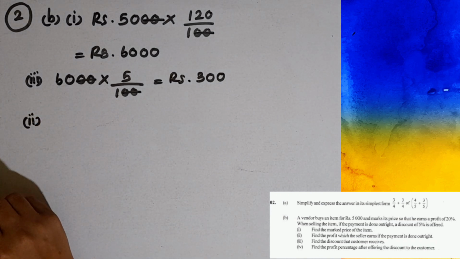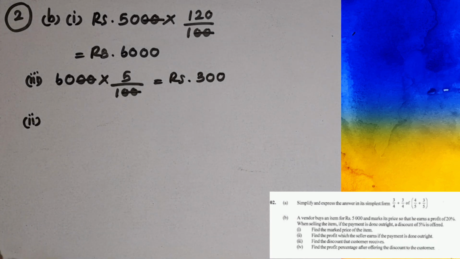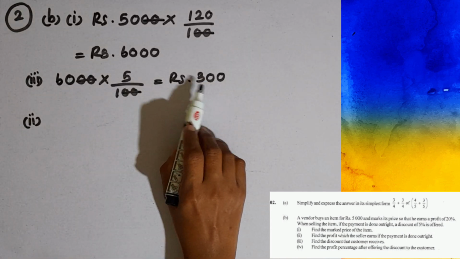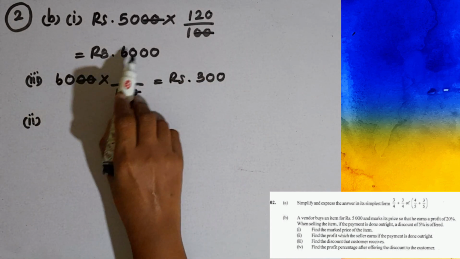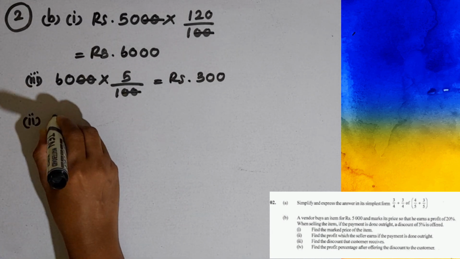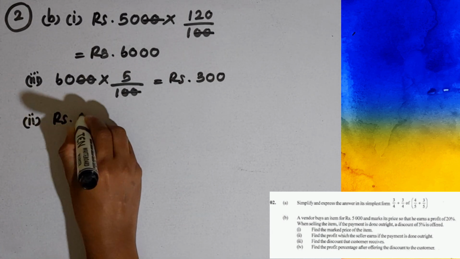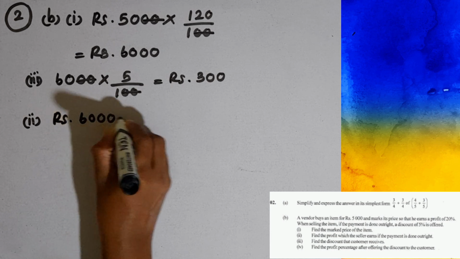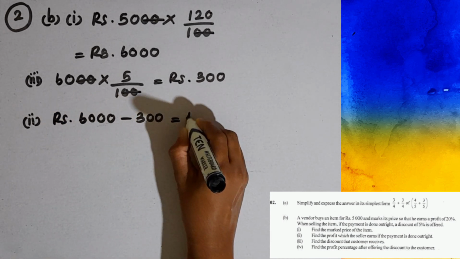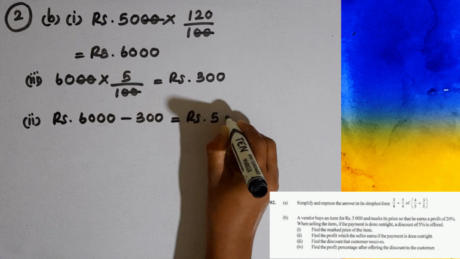So part 2, we will do it now. Find the profit which the seller earns if the payment is done outright. Then we can find the selling price now. 300 rupees is deducted from the marked price of the item. Then the selling price can be found by 6000 minus 300. That is 5700 rupees.